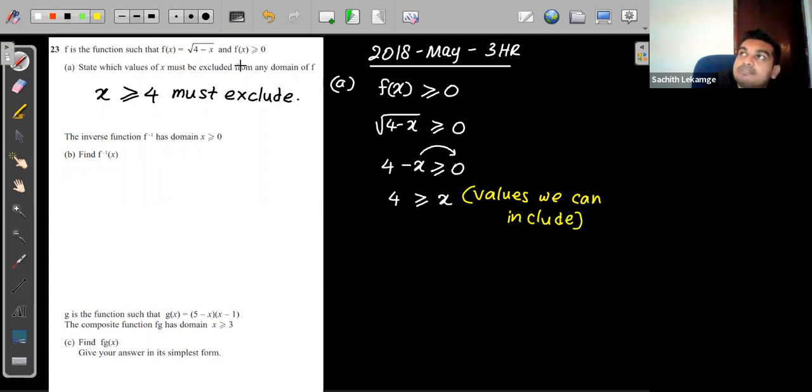Next, because f(x) is bigger than or equal to 0, we can include any value less than 4. But the question is asking for the values to exclude, the values that we cannot take as the domain. Any value which is bigger than 4 we cannot take. This equal sign should be removed, because 4 we can include, but any value bigger than 4 we can't include. Imagine if you substitute 4.5 into x, you are not getting any answer.